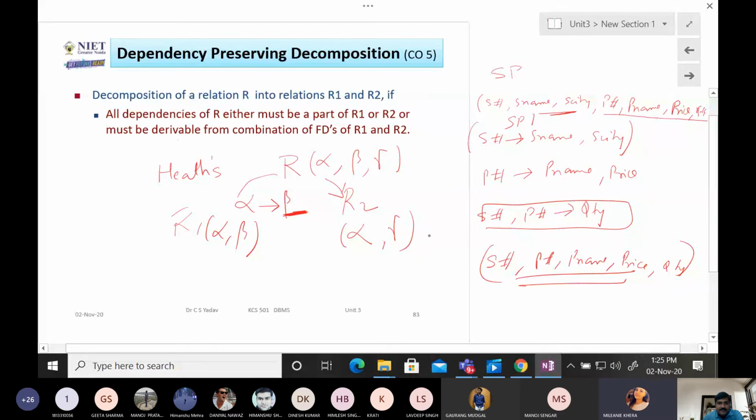Hello? Yes, sir. In normalization, we use Heath's theorem, and his theorem always keeps decomposition a lossless join decomposition. Now I hope you all understood the concept of decomposition. If you have any doubt related to previous topics and this topic, you may ask the question.